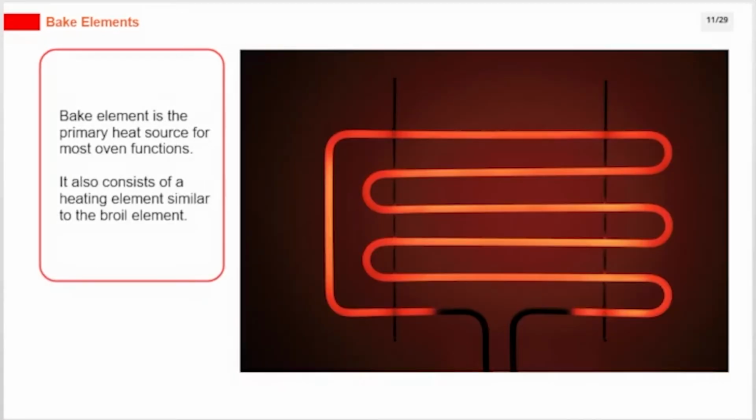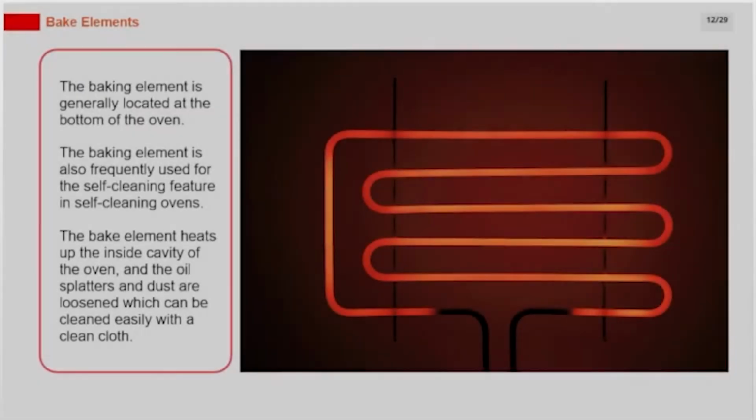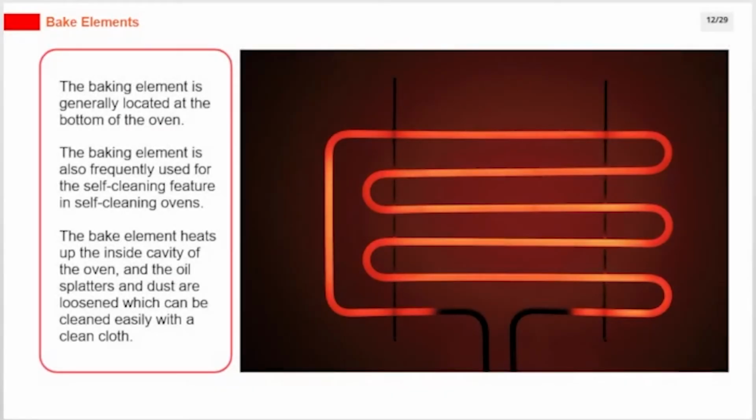Bake element is the primary heat source for most oven functions. It also consists of a heating element similar to the broil element. The baking element is generally located at the bottom of the oven. The baking element is also frequently used for the self-cleaning feature in self-cleaning ovens. The bake element heats up the inside cavity of the oven, and the oil splatters and dust are loosened, which can be cleaned easily with a clean cloth.